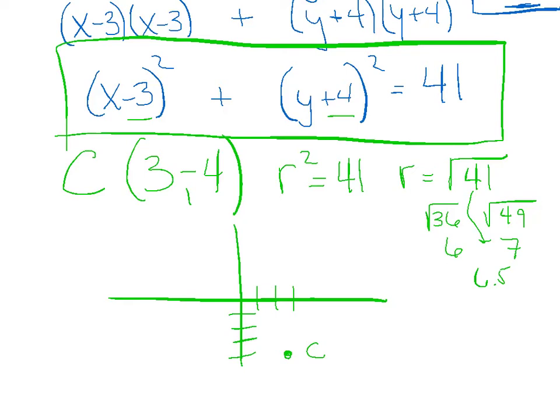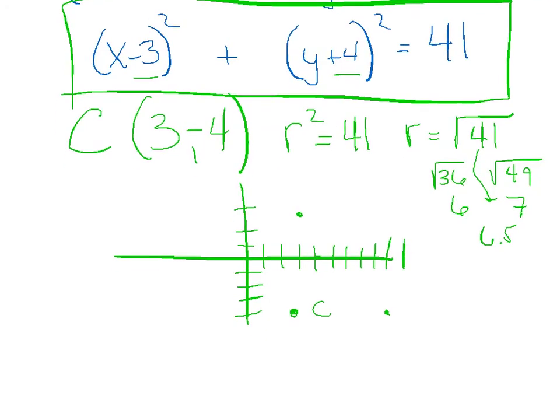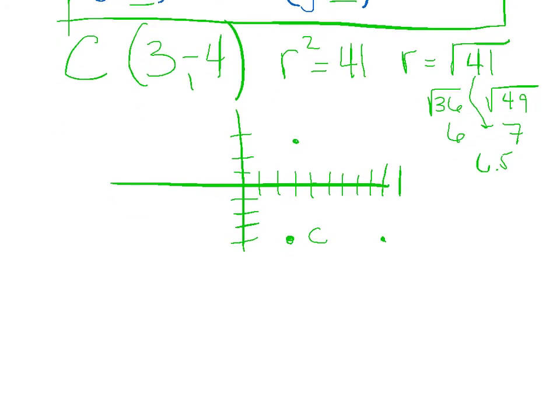So you can just estimate on your graph here, and we're going to go out 6 and a little more. 1, 2, 3, 4, 5, 6, there's 7, so I'm going to go 6 and a little more. That would put me there. And again, just do the same thing in each direction. We're just looking for a sketch. It does not have to be perfect.